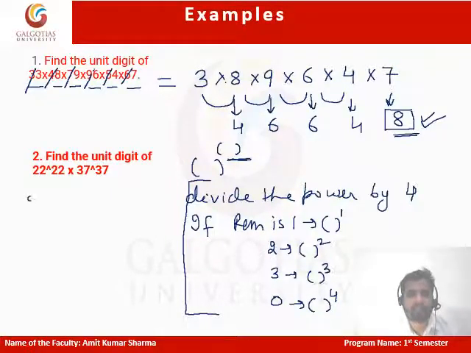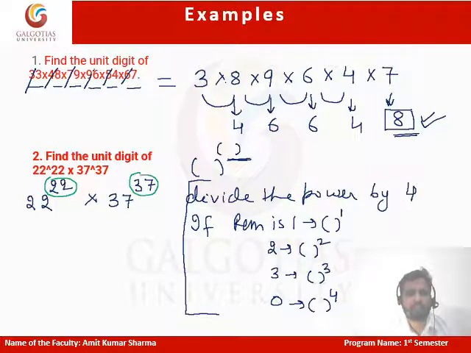So what is our question? Our question is 22 raised to the power 22 multiplied by 37 raised to the power 37. This is our question, right? So just divide the exponent by 4 and find out the remainder. If we divide 22 by 4, remainder is what? 2. So it will be number raised to the power 2, right? If we divide 37 by 4, remainder is what? 1. So it is 37 raised to the power 1.